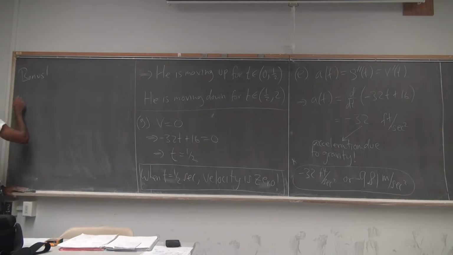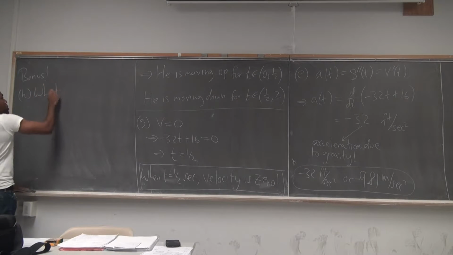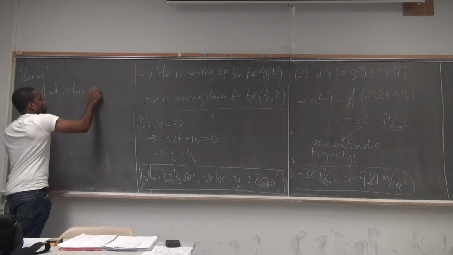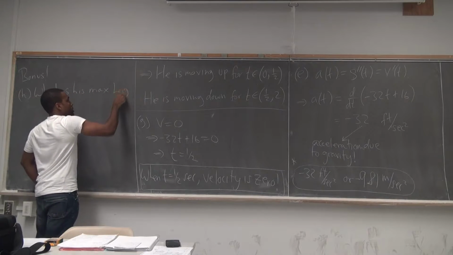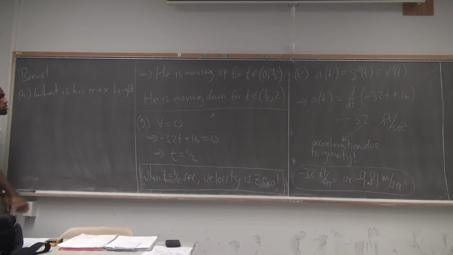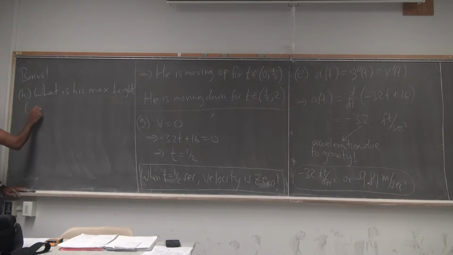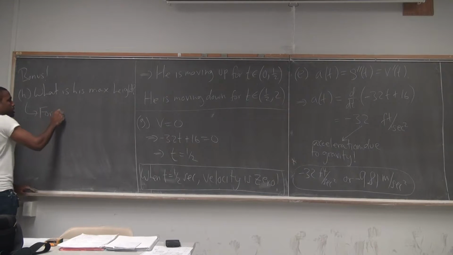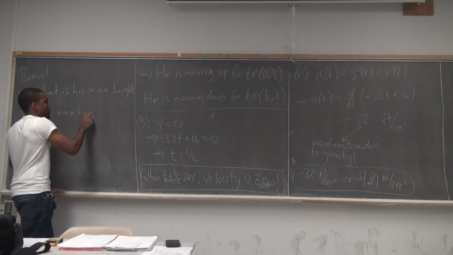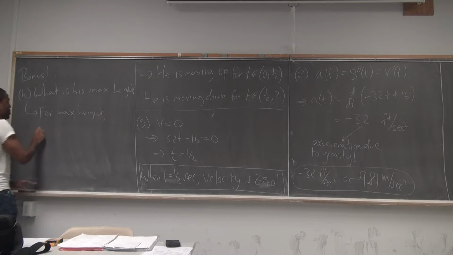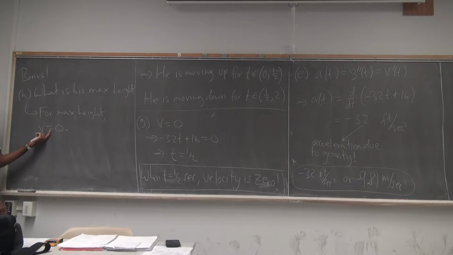Which gives you another thing that I could ask on a test. I could ask something like: what is the max height that he attains? At what point is he the highest above the water? And I could just say for max height, v equals 0, right? Because he's going to stop for an instant and then start going down. That's one way you can talk about the max height.